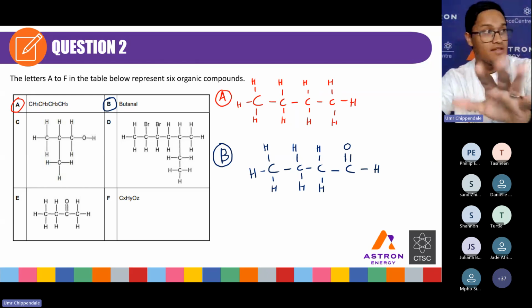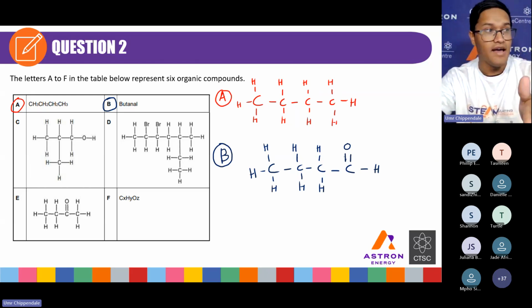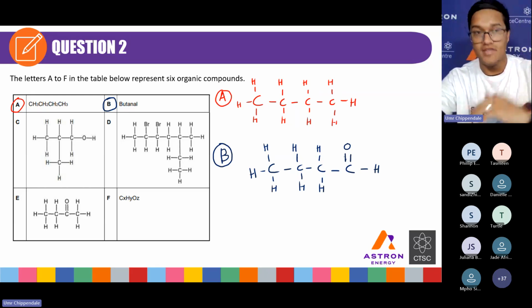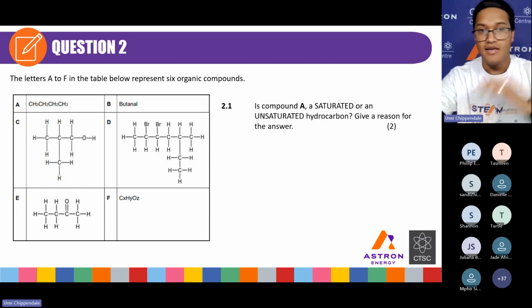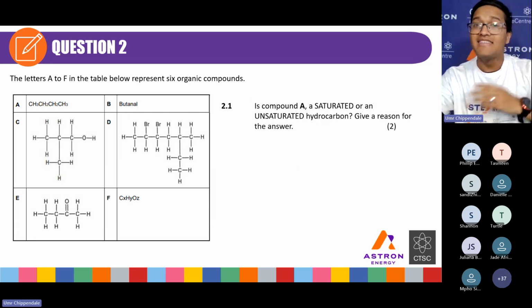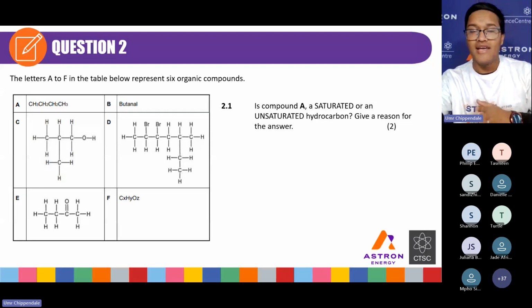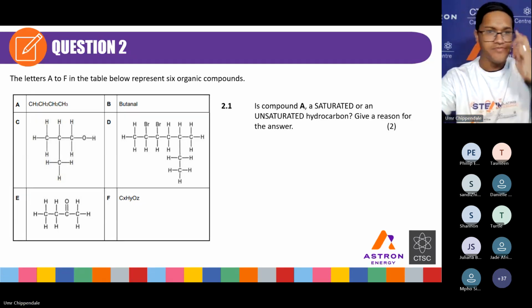So now we have the structural formulas. Once we have that, we can answer the questions. Now, here it asks from us, 2.1, is compound A a saturated or unsaturated hydrocarbon? Give a reason for the answer.